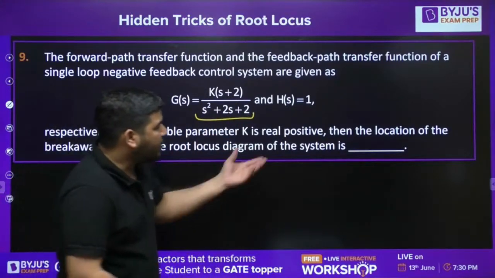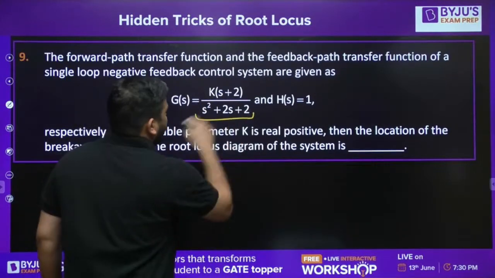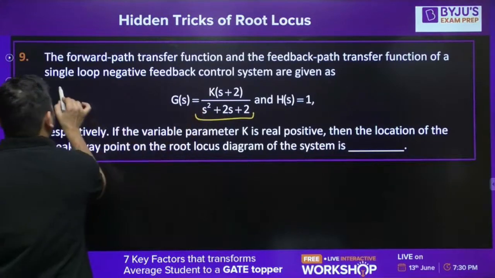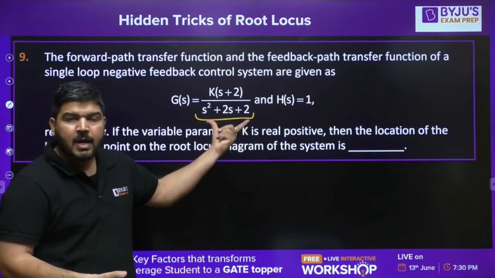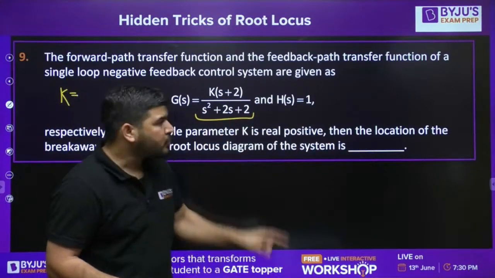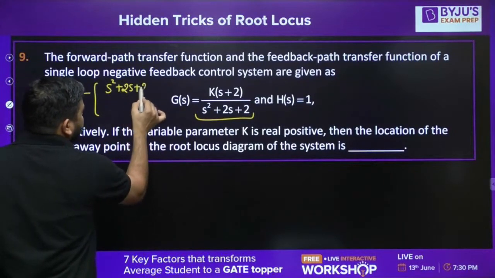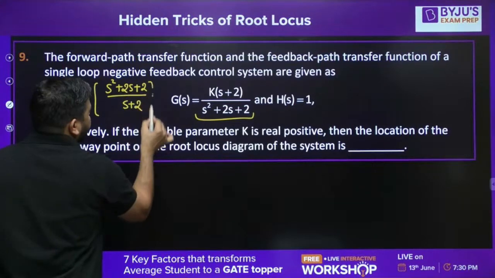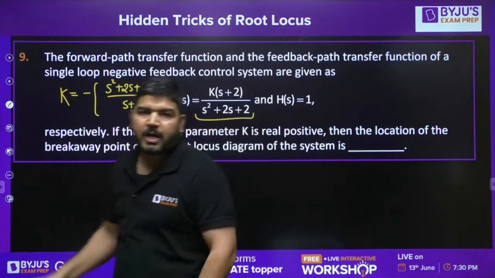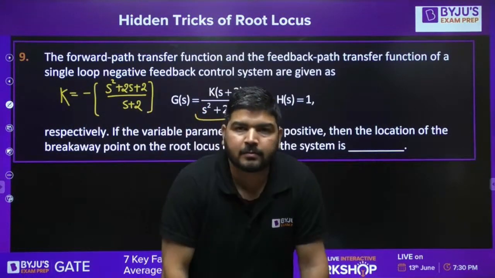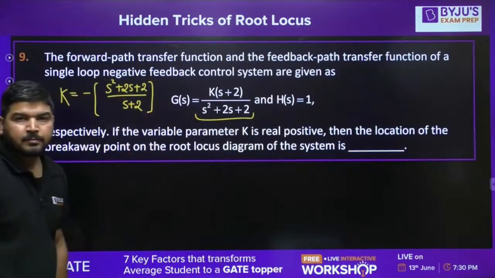Again, it's very easy. Either you apply the basic method, and the basic method is to calculate the K value. We know that this is G(s)H(s), and since H(s) is 1, it is only G(s). G(s)H(s) equal to minus 1. So calculate the K value. K will be minus of (s square plus 2s plus 2) divided by (s plus 2). This is my K value from the characteristic equation. Now you can take dK by ds, put it equal to 0 and calculate the breakaway point. There is no problem at all. Easy peasy.